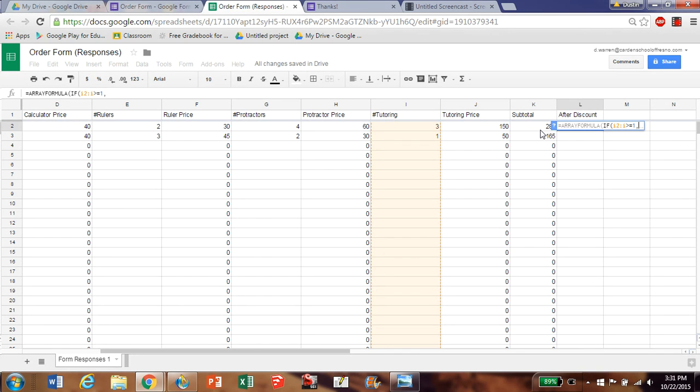So I'm going to say we're going to take the subtotal, which is K2 through K, and I'm going to multiply that times 0.85. That's 85%. That's if it's true. Oh, one other thing, sorry. We need to say round because I don't want decimals. So we're going to round that value there. Round parentheses, then K2 through K times 0.85.